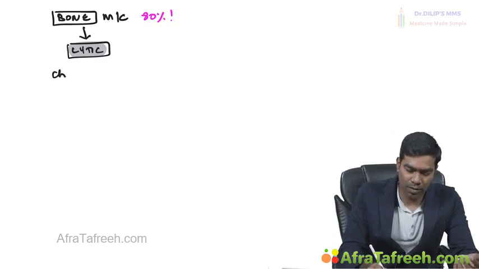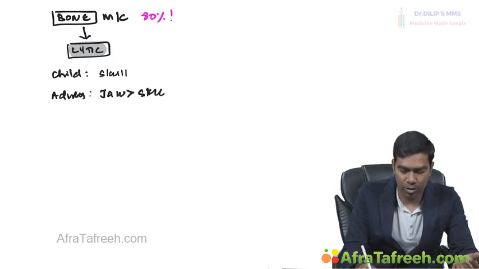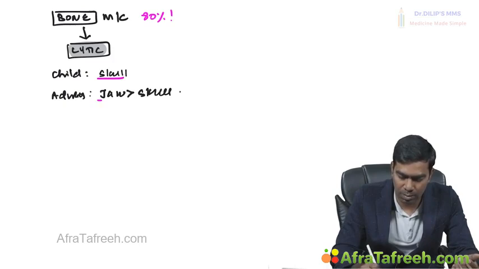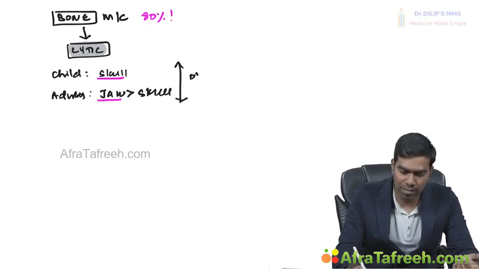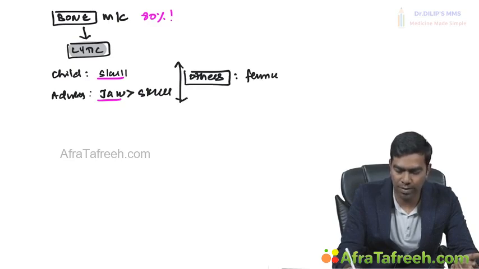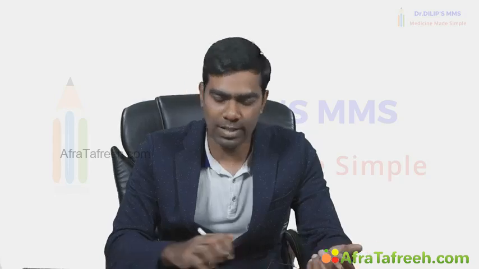Where in the bone, if you typically ask me, in the children, the most common bone involved is the skull, whereas in the adults, the most common bone involved is the jaw followed by the skull. So these two are very important to understand. Again, skull is the most common bone in children and jaw is the most common bone in adults. Both children and adults can have other bones involved, like long bones like femur, humerus, then ribs, then vertebra. All these things can be involved when the bone is getting involved.